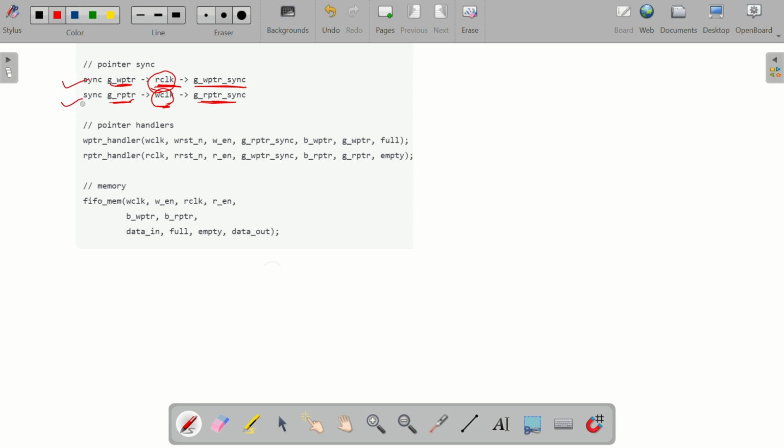These two are nothing but instantiations of the synchronizers. Next, the pointer handler. We have seen the write pointer handler and read pointer handler. So in the top module, you are instantiating all these submodules, and the FIFO memory is then called. The entire code binds together all the submodules to implement the asynchronous FIFO. Next, we'll discuss the FIFO depth as the last topic in our entire discussion of asynchronous FIFO, and then we'll end the lecture.